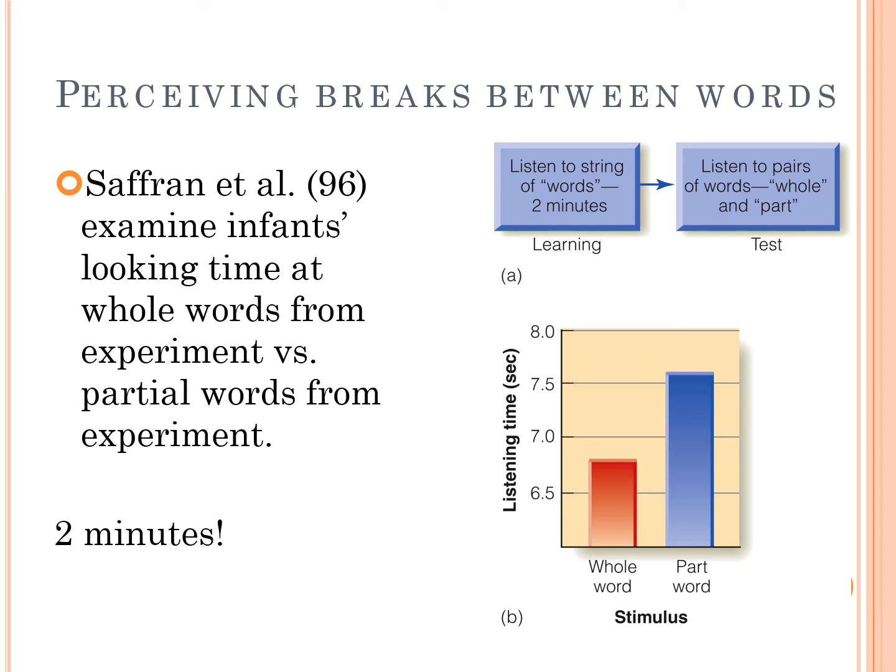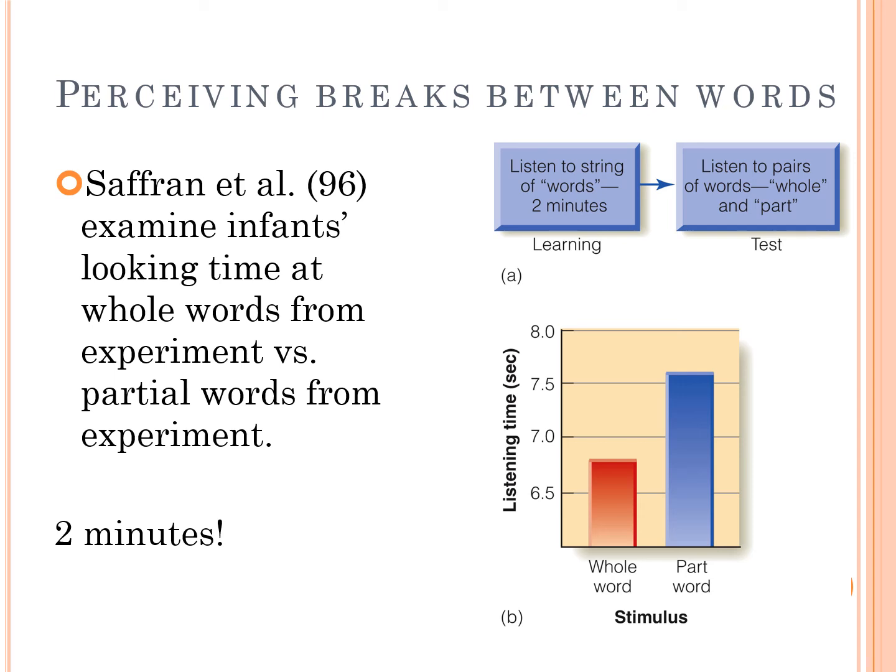This looking time measure is pretty typical for how they measure infants' perceptual abilities, because infants habituate. If they are listening to these words over and over again for 2 minutes, they're probably not going to be that interested in continuing to listen to those words. They're not going to look very long at the light in order to listen to those words. But if the partial words were indeed new to them, they're going to look longer.